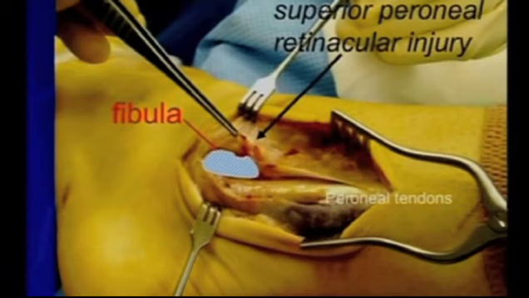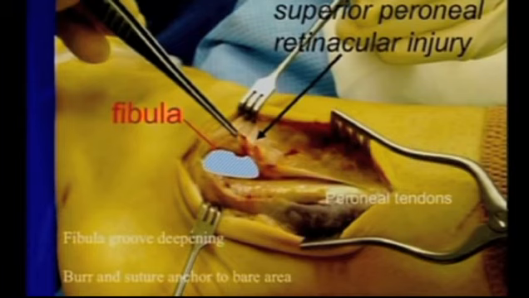Okay, how do I treat this? Well, I'll do a fibular groove deepening so that the tendons sit quite nicely behind the fibula. I will then burr the bare area and put a couple of suture anchors into it right at the edge of the bare area, suture the peroneal retinaculum back down, and then repair the rest of the superior peroneal retinaculum. And again, they do very well.